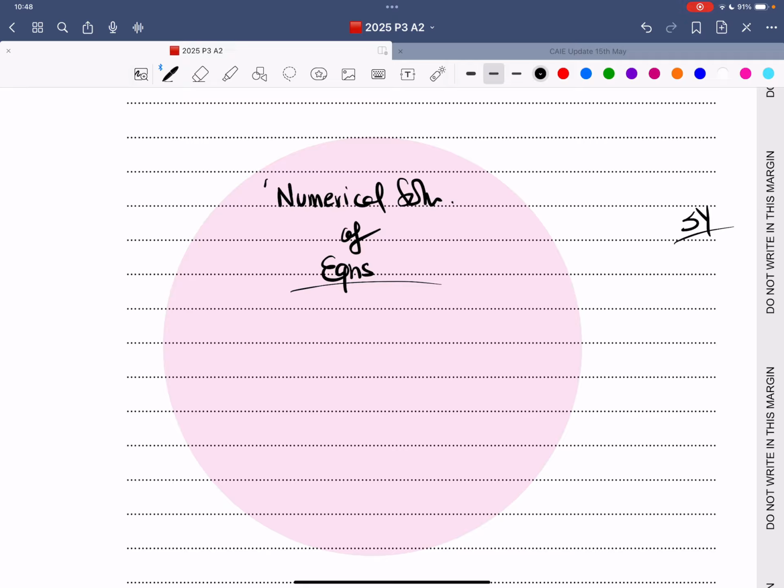So now if I focus on this topic, which is numerical solution of equations, there are a few things that I need to know. Sometimes they ask the knowledge from circular measure, sometimes it's about differentiation, sometimes it is about integration. Of course, there is always the knowledge of sketches from P1, sketches from P3, and so on.